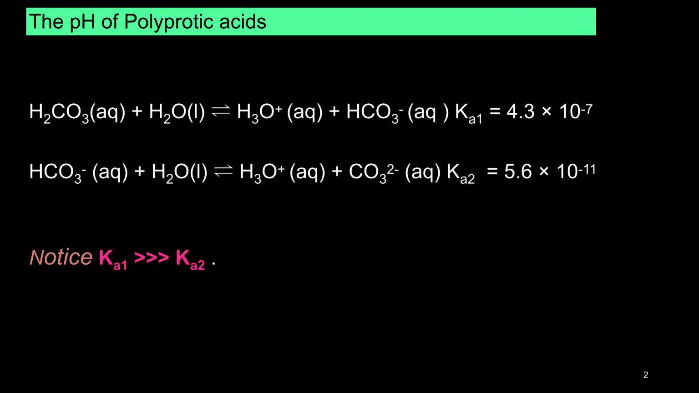Carbonic acid takes part in two successive proton transfer equilibria. The conjugate base of carbonic acid in the first equilibrium, hydrogen carbonate, acts as an acid in the second equilibrium. That ion produces in turn its own conjugate base, carbonate. Notice, the acidity decreases significantly with each successive proton loss. Another way to say that is Ka1 is much, much greater than Ka2.